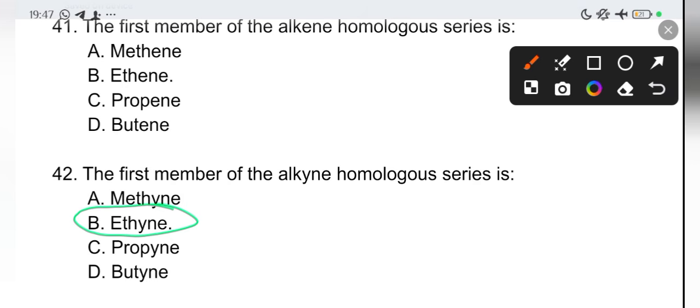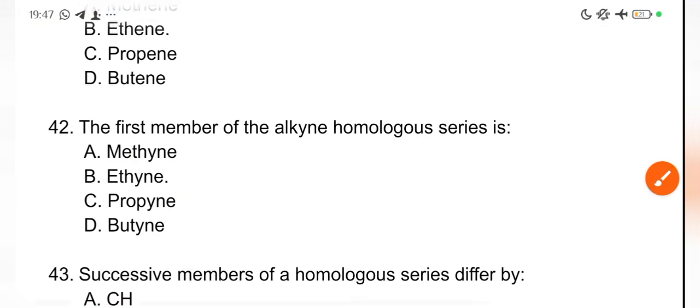There's one funny question they ask again. They may ask you what is the eighth member. So you know that the first member is not actually starting from eth. So you should know that the eighth member is not going to be oct, it's going to be non. Right? So let's move on.